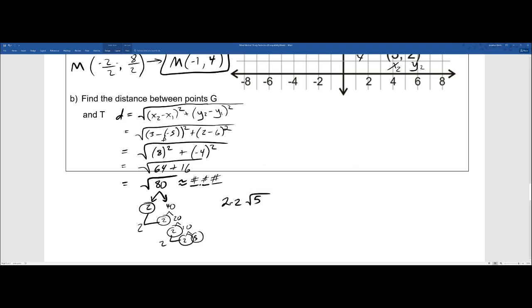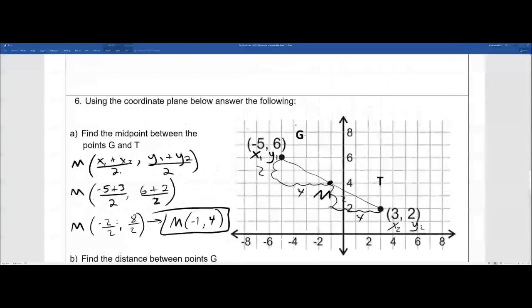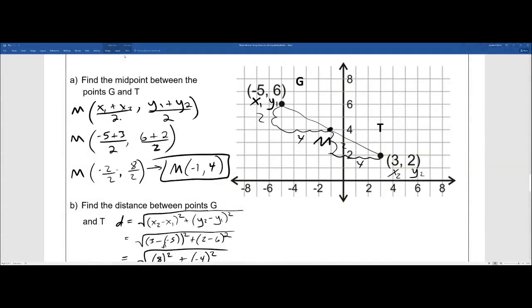2 times 2 is 4. And all you're left with is this. This is the exact distance. Okay, that's the exact answer. This would be the approximate. All right. Okay, there is another way of finding the distance. Okay, Pythagorean. So let me clean up this real quick, so I can show you what I mean.